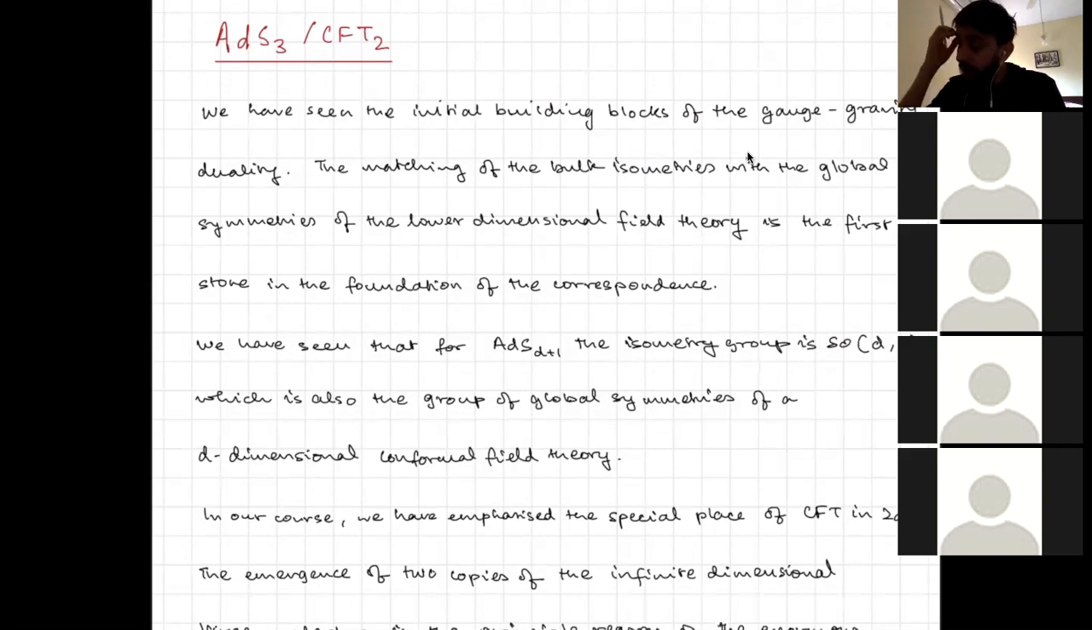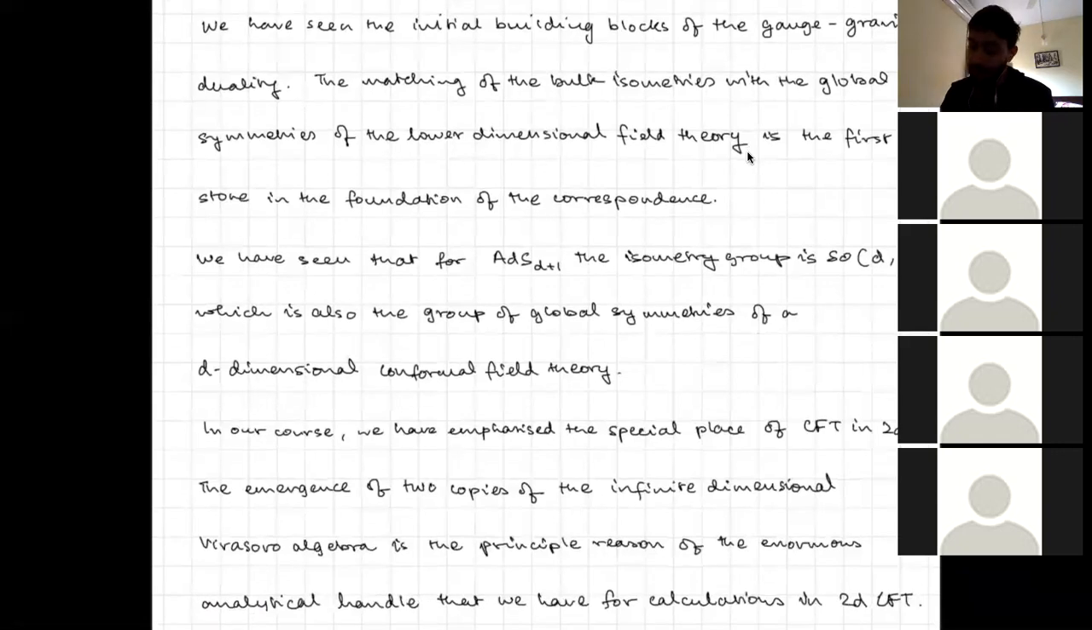So as we've seen, the initial building blocks of the gauge-gravity duality was this matching of bulk isometries with the global isometries of the lower dimensional field theory. And as I stressed, for AdS_{d+1}, the isometry group is SO(d,2), which is also the group of global isometries of d-dimensional CFTs. Now remember, when we're looking at two-dimensional CFTs, we have this emergence of infinite dimensional symmetry.